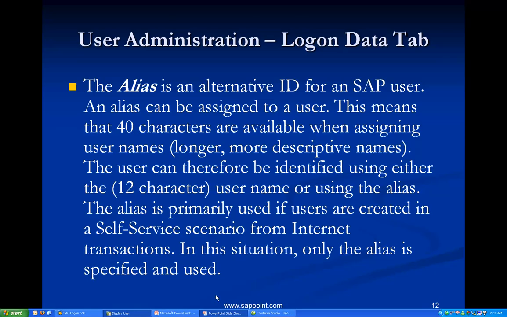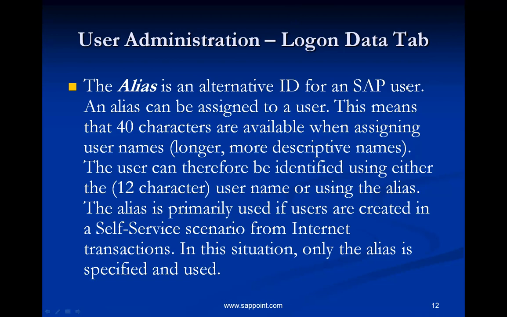The alias is an alternative ID for an SAP user. An alias can be assigned to a user. This means that 40 characters are available when assigning user names longer than the descriptive names. The user can therefore be identified using either the 12-character user ID or using the alias. The alias is primarily used if users are creating the self-service scenario from internet transactions. In this situation, only the alias specified can be used.